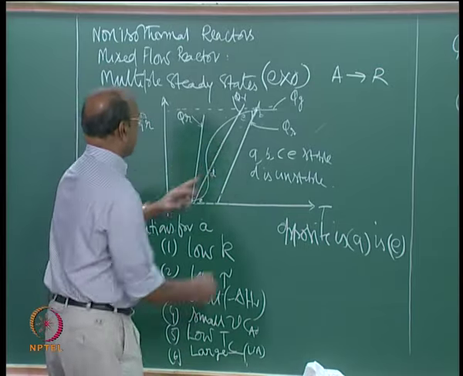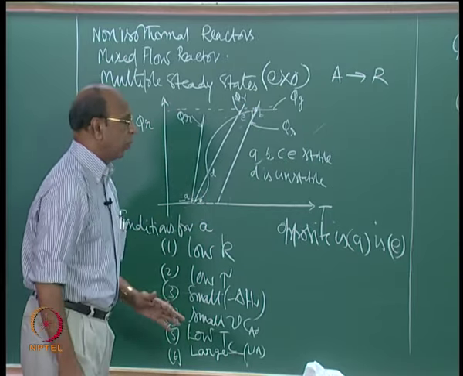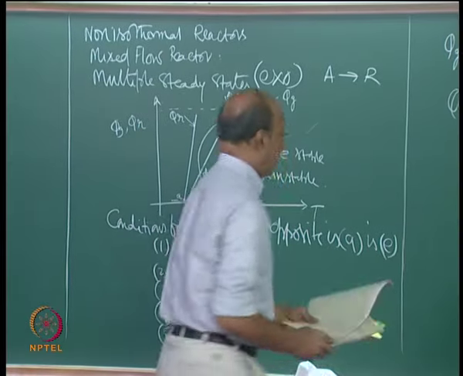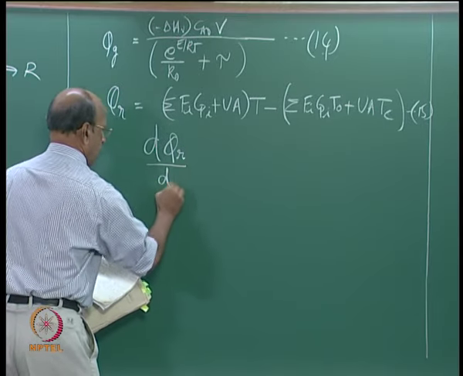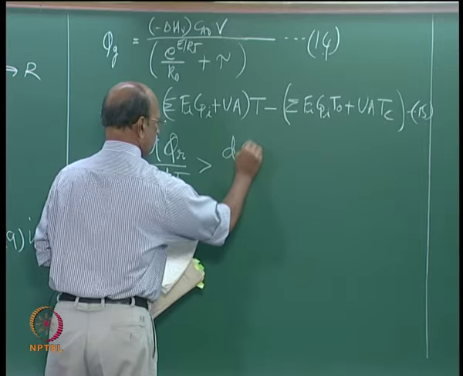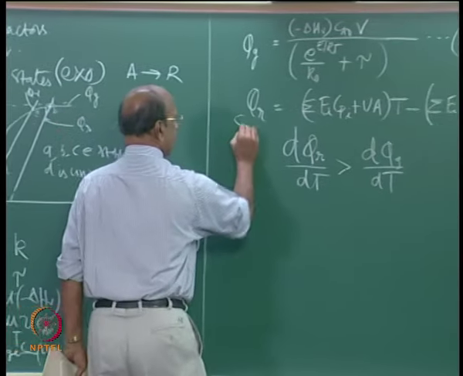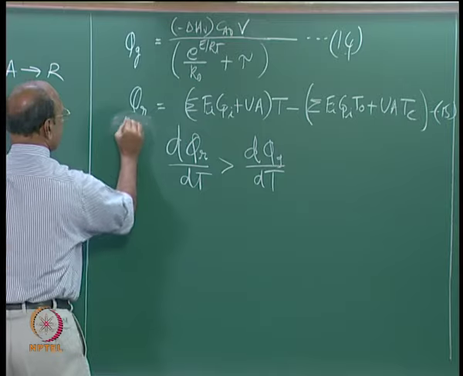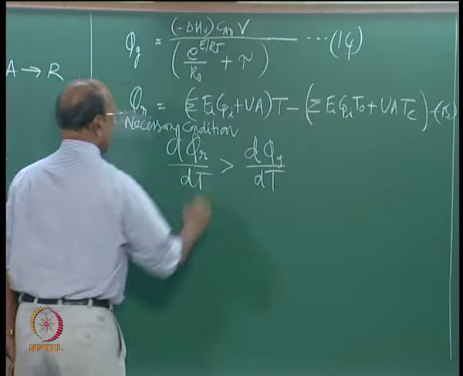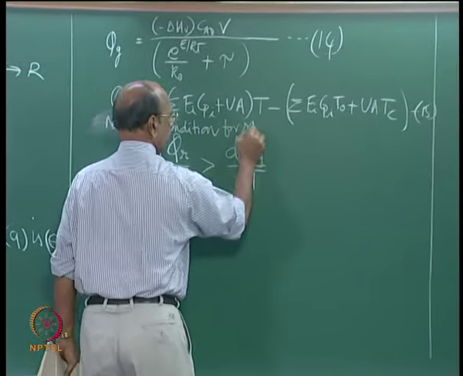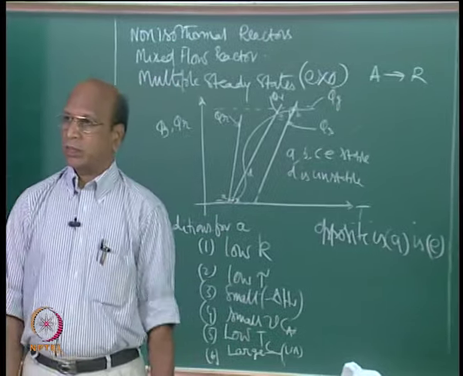So, then mathematically speaking, the condition for why it is stable here, or here, is given as the slope of Q_d with respect to T must be greater than the slope of Q_g. This is the slope criterion. This is a sufficient condition. Oh, no, sorry, a necessary condition. Necessary condition for stability. Okay.